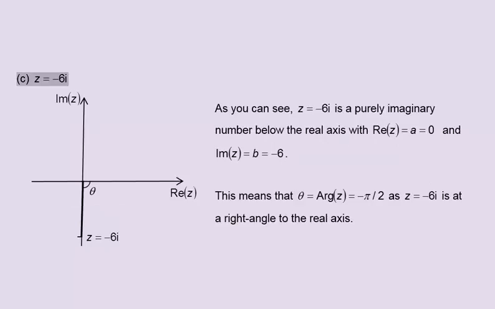C. Z equals minus 6i. As you can see, Z equals minus 6i is a purely imaginary number below the real axis, with the real part of Z equals a equals 0, and the imaginary part of Z, or b, equal to minus 6. This means that theta, or the argument of Z, equals minus pi over 2, as Z equals minus 6i is at a right angle to the real axis.